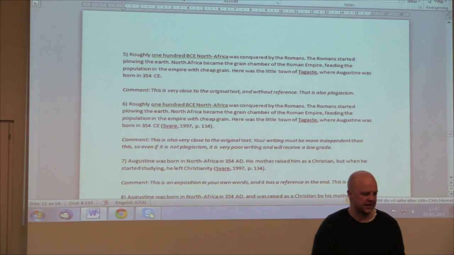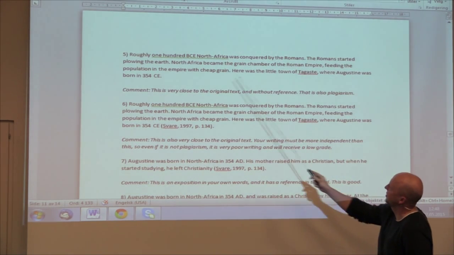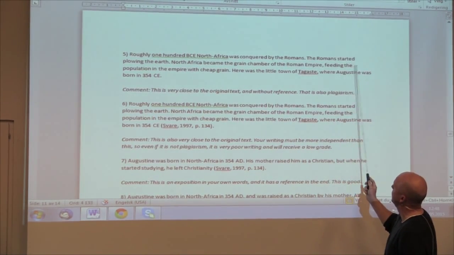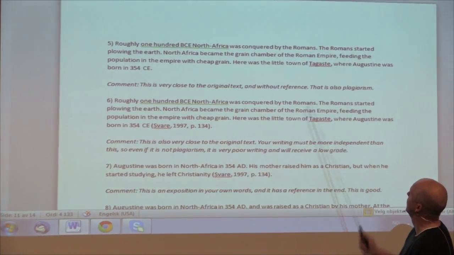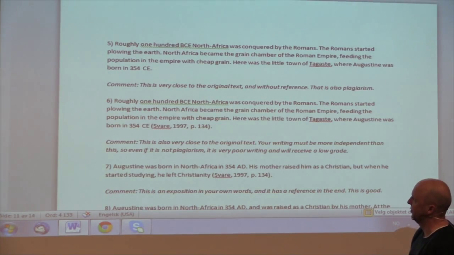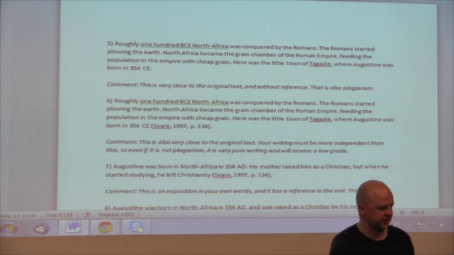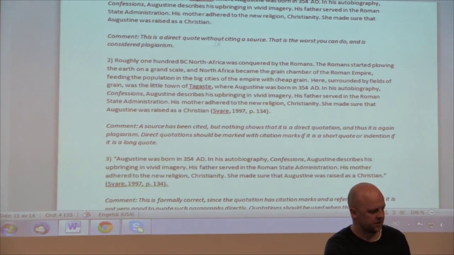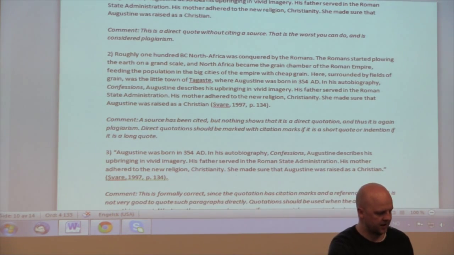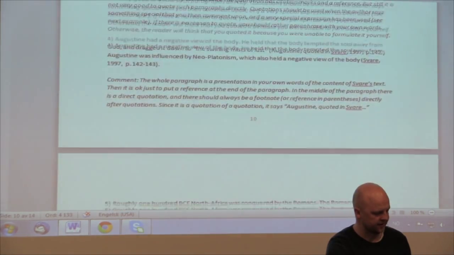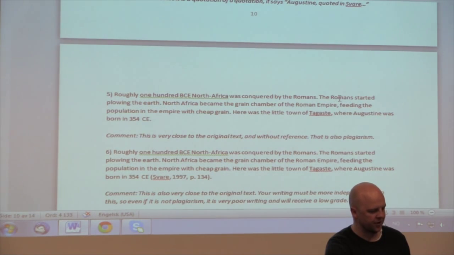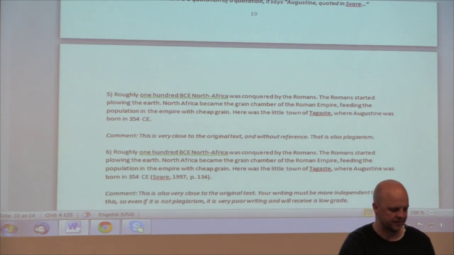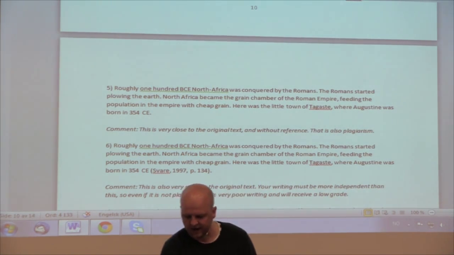Let's say: Roughly 100 BCE, North Africa was conquered by the Romans. The Romans started plowing the earth. It became the grain chamber of the Roman Empire, feeding the population with cheap grain. Here was the little town of Tagaste, where Augustine was born in 354 CE. If you compare this with the original text, you'll see that it's very similar. So let's see, first sentence: roughly 100 BCE, North Africa was conquered by the Romans. And in the original text, it says roughly 100 BC, North Africa was conquered by the Romans. They started plowing the earth on a grand scale, and North Africa became the grain chamber. And here it says the Romans started plowing the earth. It doesn't say on a grand scale, etc. So it's very close. Some students will do that. They sit with a book and they write and they change a few words.